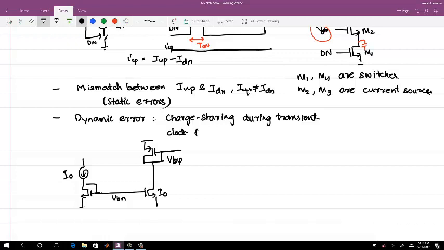There will be a mismatch between them. Let me name these M2 dash and M3 dash. The mismatch between M2 and M2 dash, and M3 and M3 dash, will cause static errors. Okay.